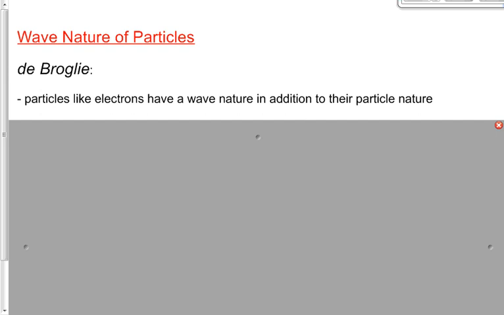Now, as it turns out, the mass of a baseball is much too great to exhibit any real wave properties. But theoretically, we'd say that anything of mass has a wave nature. Electrons, hey, mass of an electron is pretty small. Maybe we can observe the wave nature of an electron.